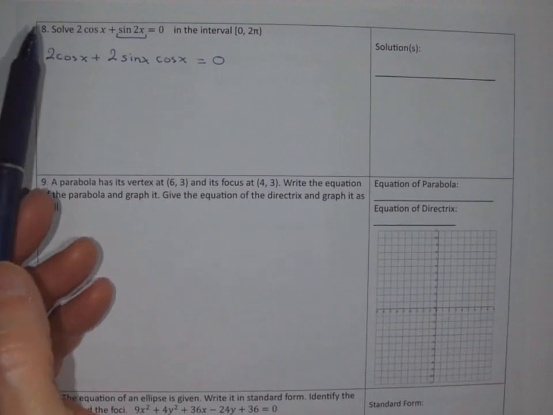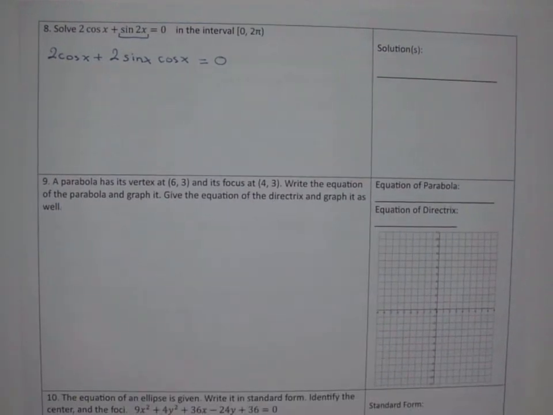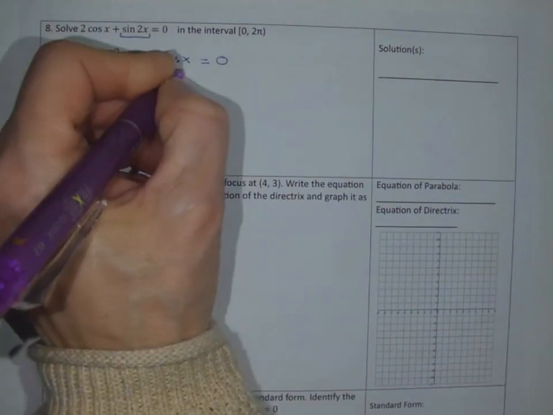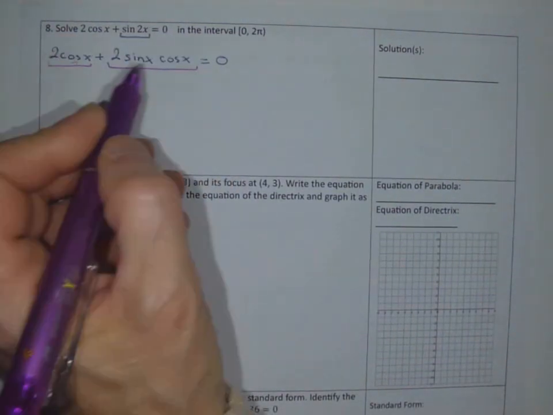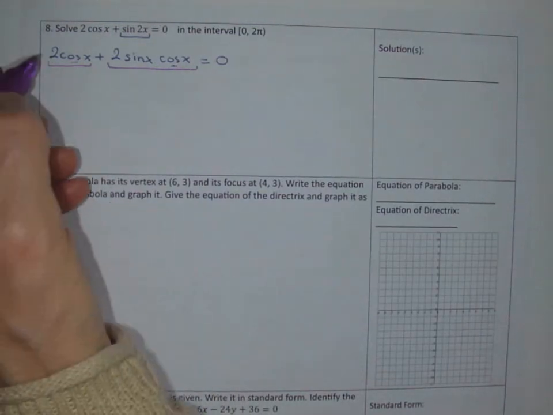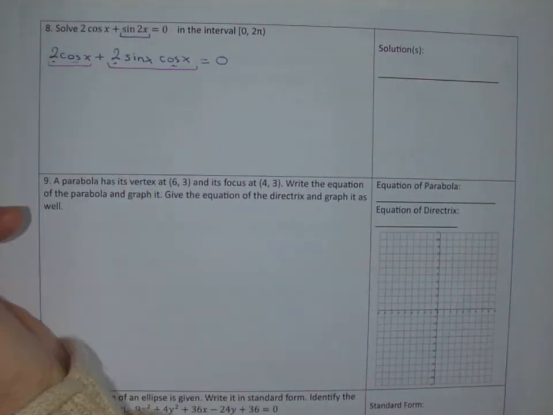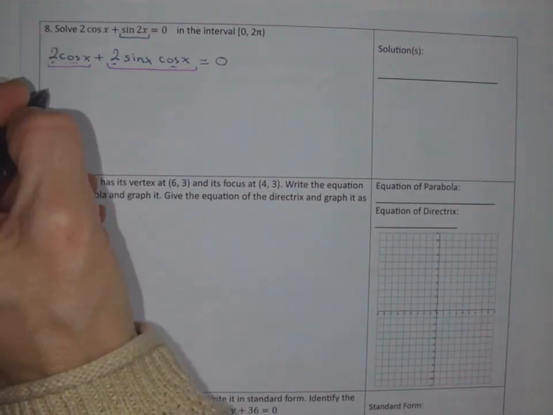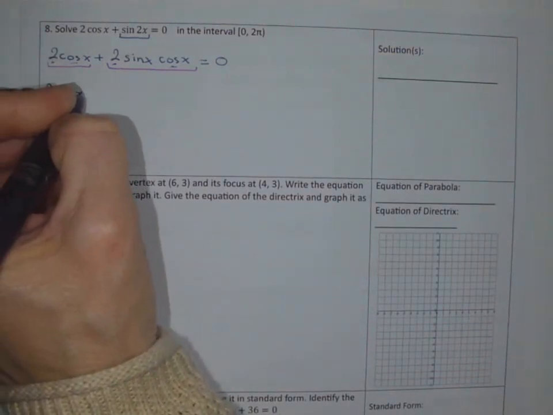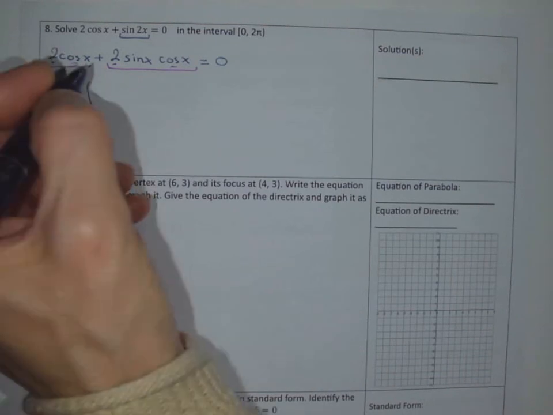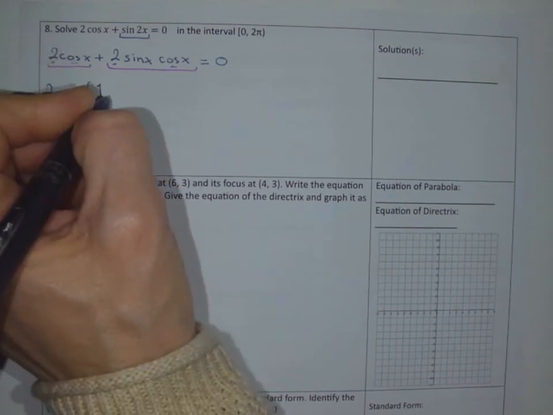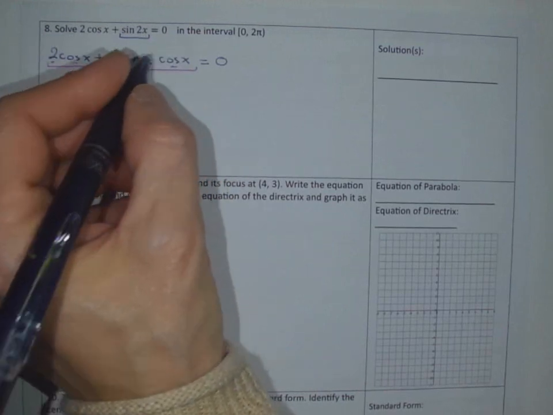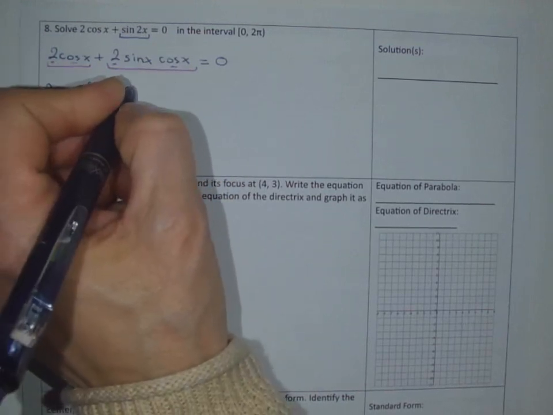And now we need to see what we can do. Well, we have two terms. Both of those terms have a cosine in them, so I can factor out a cosine. Both of those terms have a factor of 2, so I can factor out a 2. So I will say I have 2 cosine x. If you factor out the 2 cosine x from 2 cosine x, you're left with just a 1. And if you factor out the 2 cosine x out of 2 sine x cosine x, you're just left with a sine x.